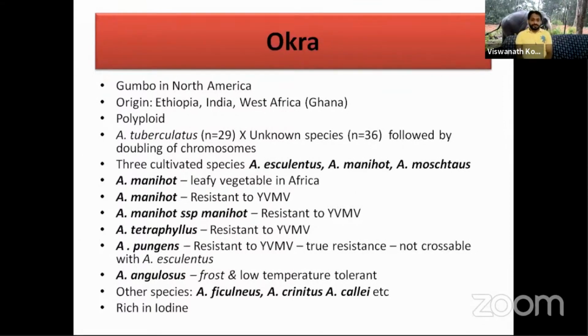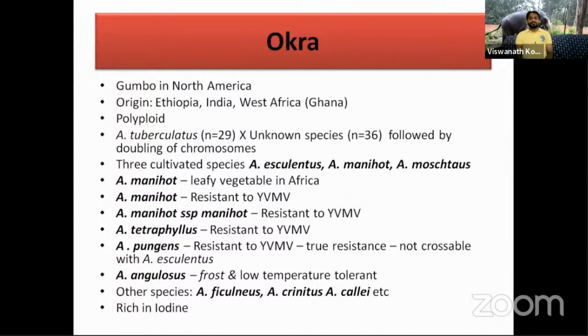Okra is a polyploid species. Abelmoschus tuberculatus, n equal to 29, and another unknown species, n equal to 36. Natural hybridization occurred, and the F1 had natural doubling of the chromosomes. Thus the cultivated Abelmoschus esculentus originated with 2n equal to 130. There are three cultivated species in okra: Abelmoschus esculentus, manihot, and moschatus.